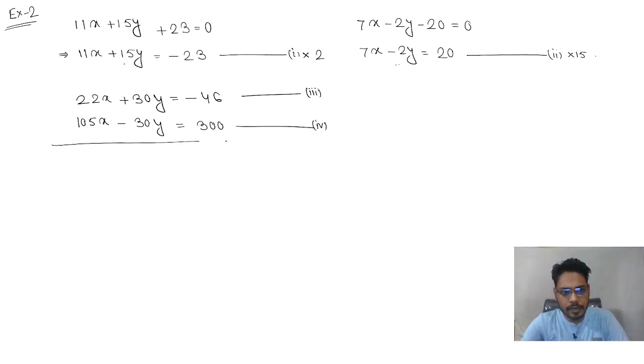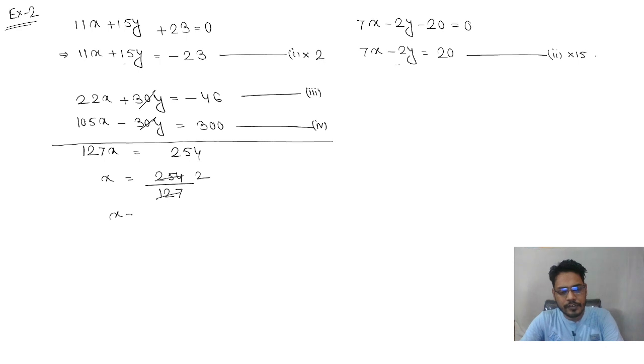Now if you add both of these, the 30y terms cancel. So 105 and 22, that is 127. So 127x will be equal to 300 minus 46, that will be 254. So now x will be 254 divided by 127. That means it will be 2. So the value of x is 2.